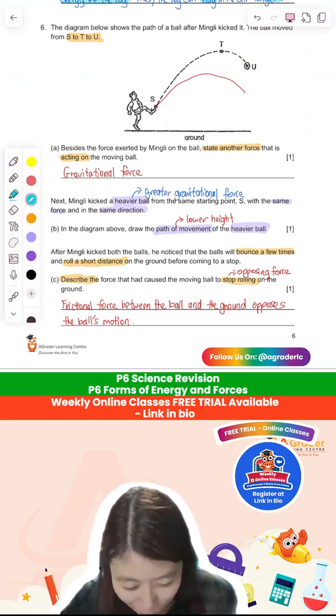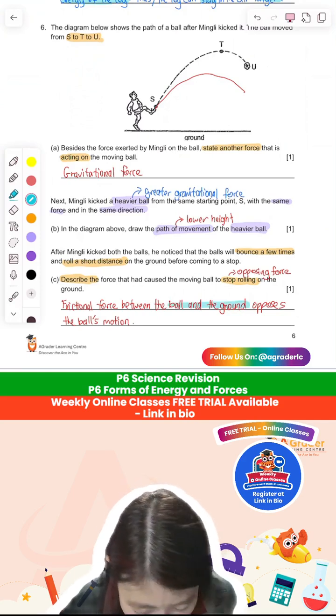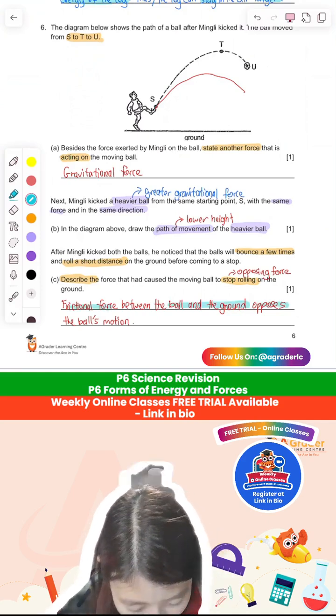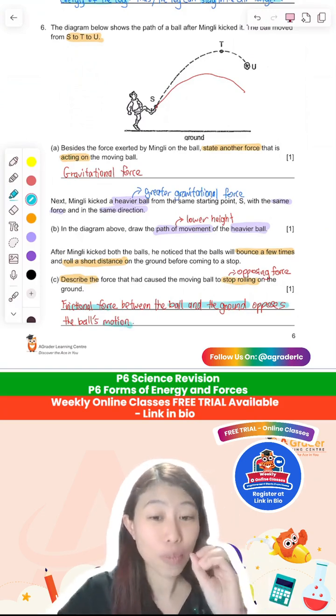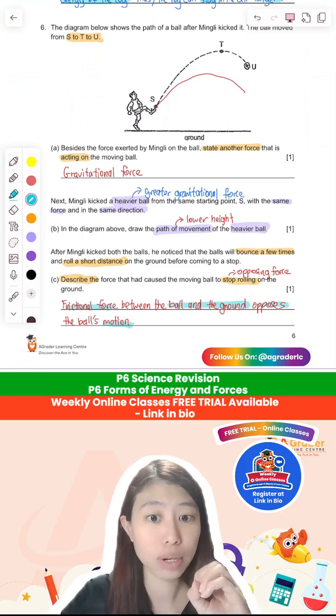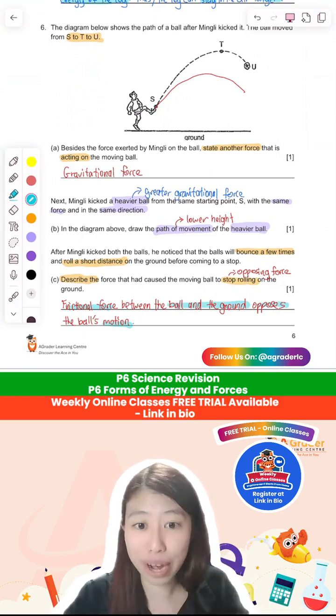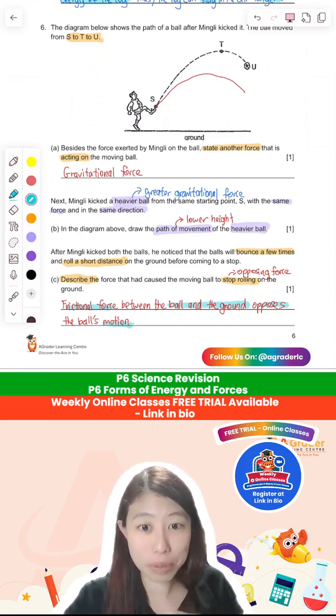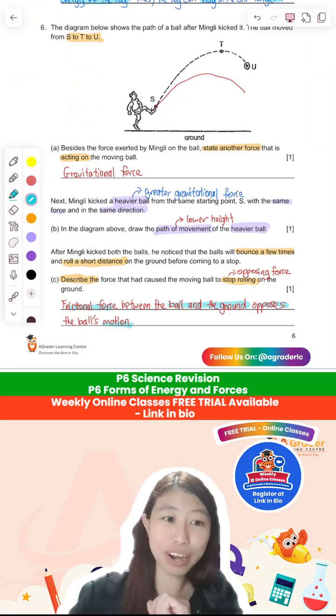All right. So, frictional force between the ball and the ground opposes motion. When you read the question carefully, those students who just write frictional force get 0 because you didn't describe. So during exams, during PSLE, please read the question very carefully.